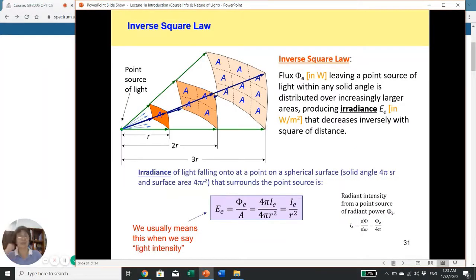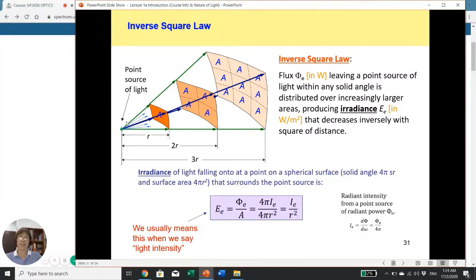Now here we would like to define the inverse square law. What is meant by the inverse square law? Well, let's look at a point source of light here. We have the power, the radiant flux, leaving this point source in all directions.